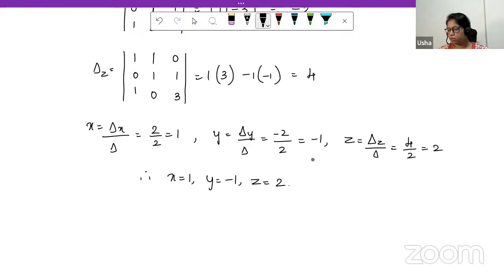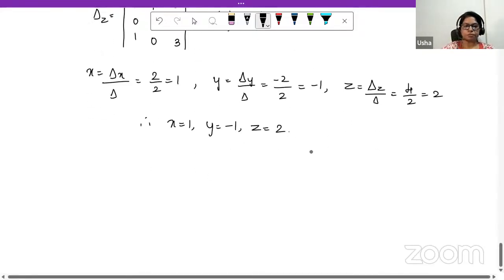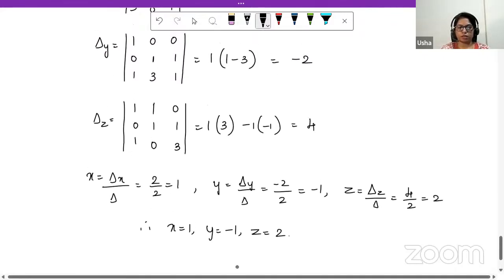Got stuck though. No, it's working, no? I mean, you people are able to understand, right? Whatever I'm explaining. Yes. Okay. I hope it is clear.